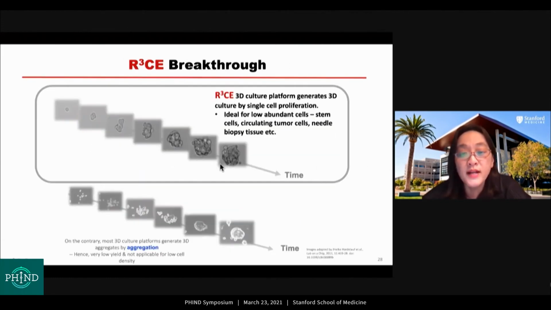So this kind of single cell derived organoid is important in that if you compare with the conventional 3D culture platforms, which work by the cell-cell interaction, meaning that you need to have a high cell density to begin with in order to form the cell aggregate at the end. But the RCE can start from one cell, okay? So other than having a high yield of spheroids at the end, it's also ideal for low abundance cell expansion. For example, stem cells, circulating tumor cells, or even needle biopsy tissue and so forth. You can use this to expand them.